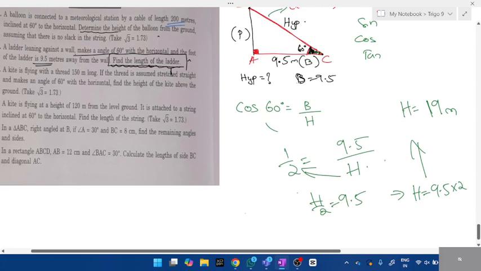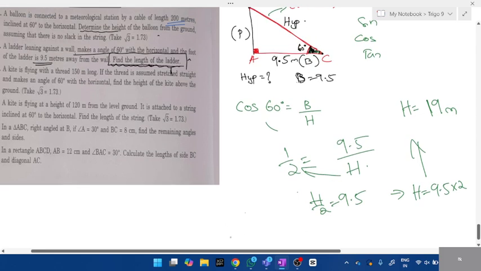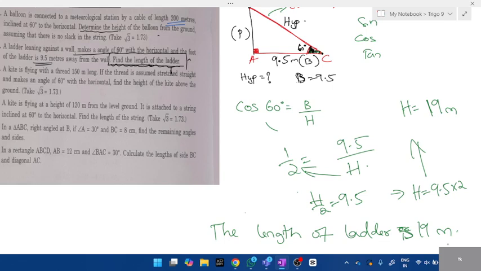In the last, write it like this: h is 19. If you have to complete the answer, they have asked us to find the length of the ladder. So the length of the ladder is equal to 19 meters. Even in practical daily life, we can use this concept. Most of the people who have a ladder keep it leaning against the wall. If you know the angle formed and the distance, you can find the length of the ladder.